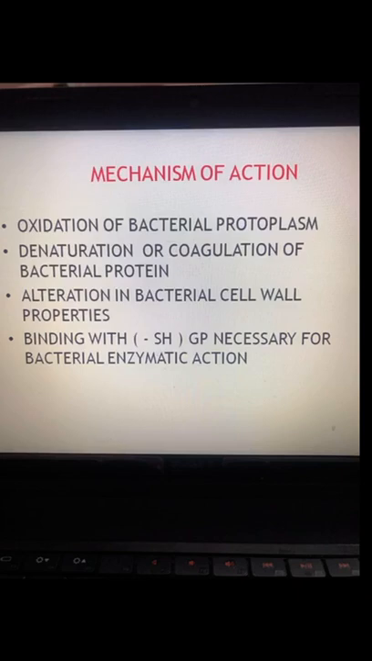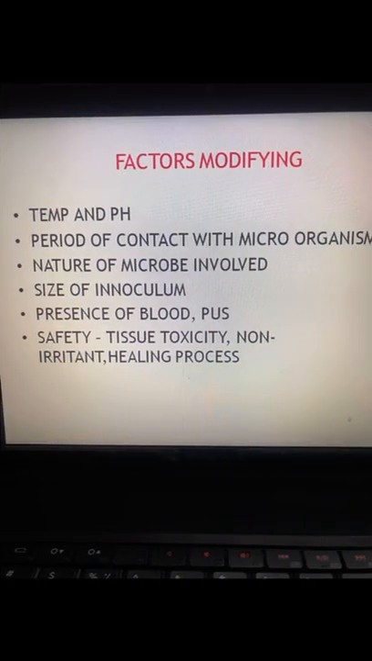What are the factors modifying the action of these drugs? The main factors are the temperature and pH on the surface where it is to be applied or exposed, and the period of contact of the microorganisms with the antiseptic or disinfectant, and the nature of the microbe involved, whether it's a bacterium or a fungus, sporulating or non-sporulating and so on. The size of the inoculum, that is how much of the infected matter is present, has to be put into antisepsis or disinfected.